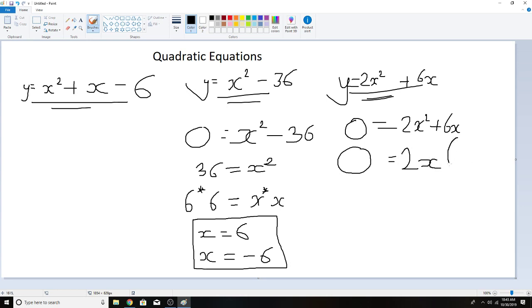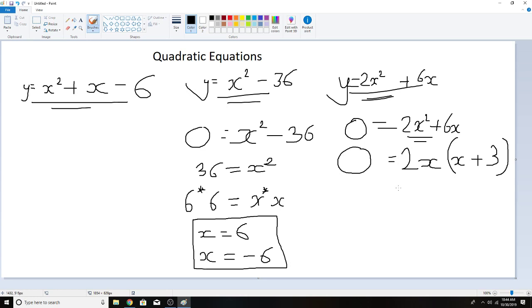Then if we open up the brackets, we just have to put the rest of it in. 2x times something to make 2x squared, that'll be just x. And 2x times something to make 6x, so that will be plus 3. As you can see, 2x multiplied by x is 2x squared, and 2x multiplied by 3 is 6x, and that satisfies that equation.